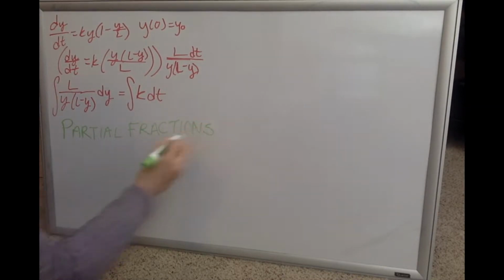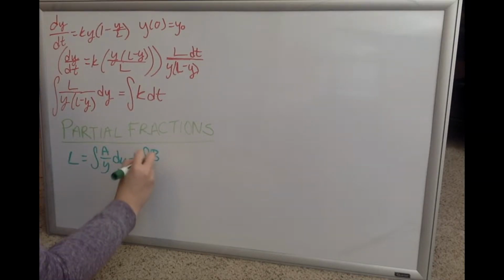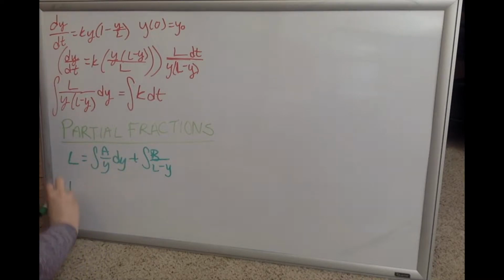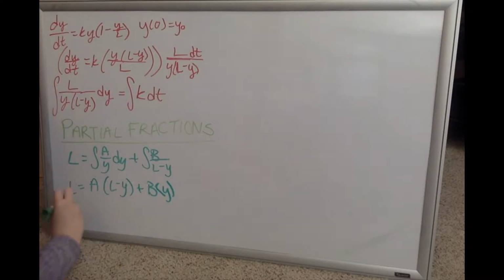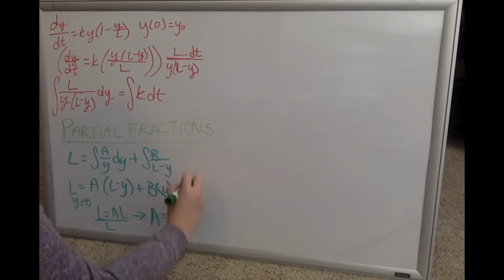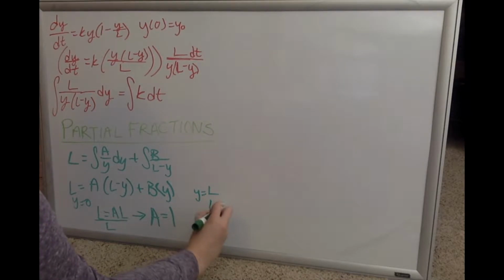So this is going to make it equal to L equals the integral of a over y dy plus the integral of b over L minus y. Simplified, this is L equals a times L minus y plus b times y. When y equals 0, L equals a times L, which makes a equal to 1. Now to solve for b, you do the same thing where y equals L, so L equals b times L, making b also 1.